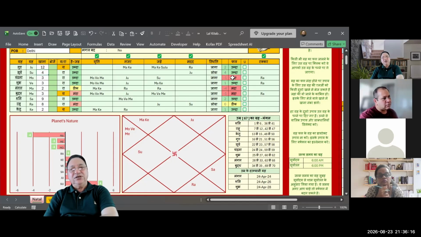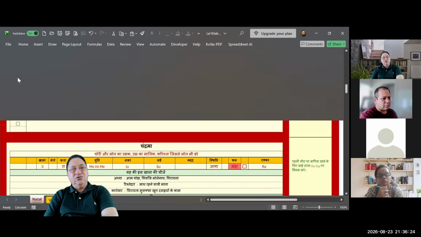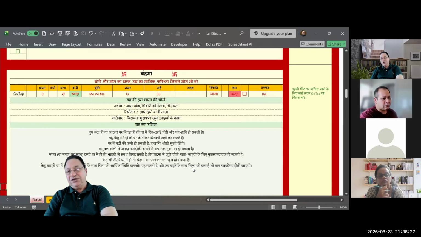For example, now I want to see my moon, which is sitting in the third house but giving bad results. Now I can go to moon. If I click on moon, it opens the moon sheet. Now it will tell me what result it is giving because of its position in the third house and being bad. This is the brief summary which says this is about moon. And when moon sits in the third house, it has a natural tendency which is called Chauri or Maut ka Rakshak, Umr ka Malik. These are its properties.